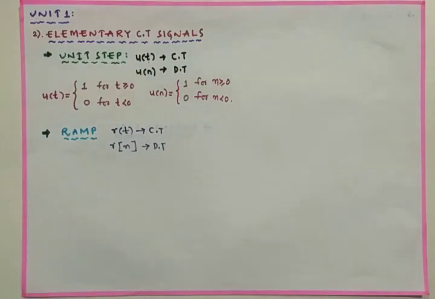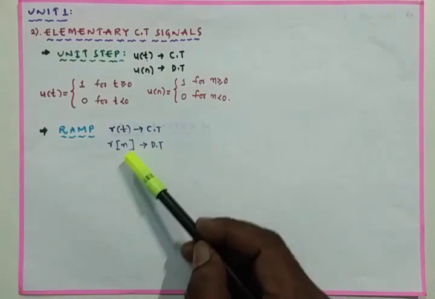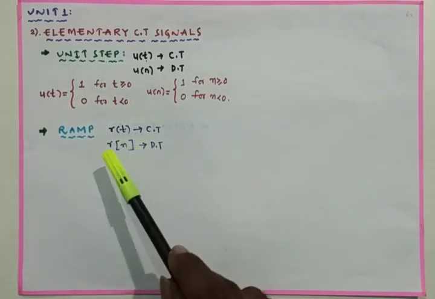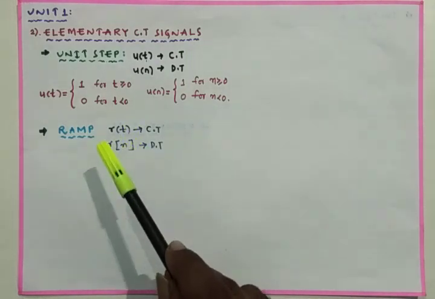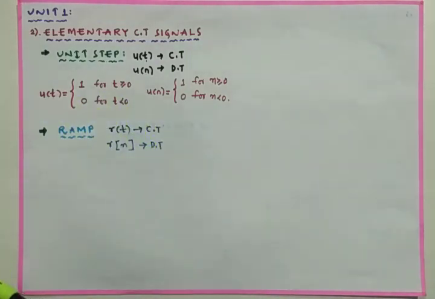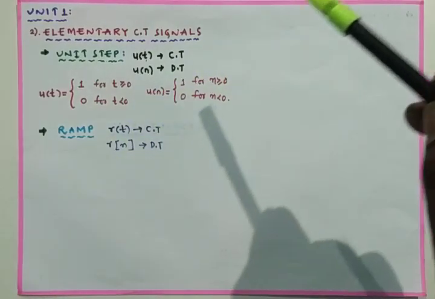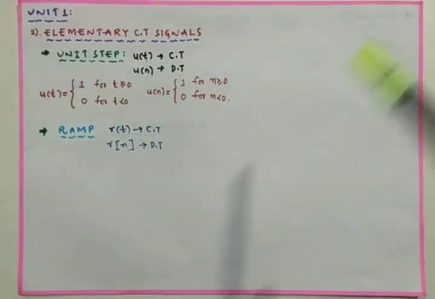But before going to define the ramp signal, we should know the necessity or the introduction of the ramp signal. This ramp signal is a linearly growing function for all the positive values of the independent variable. Here the independent variable is t and n. If the t and n values are positive, the signal will be a linearly growing function.